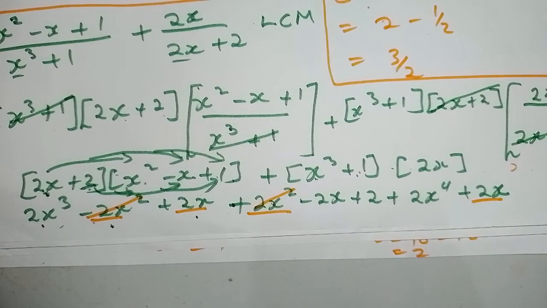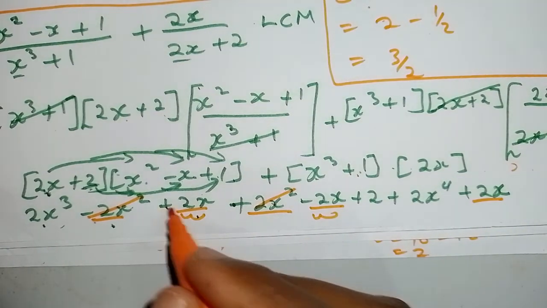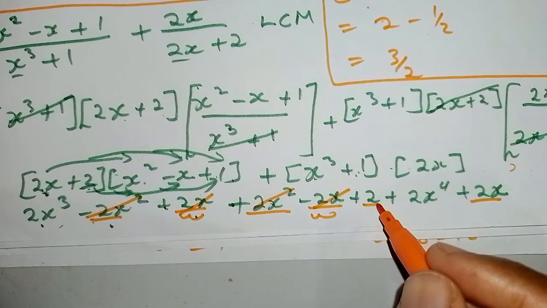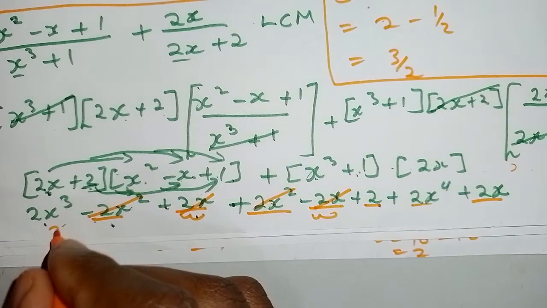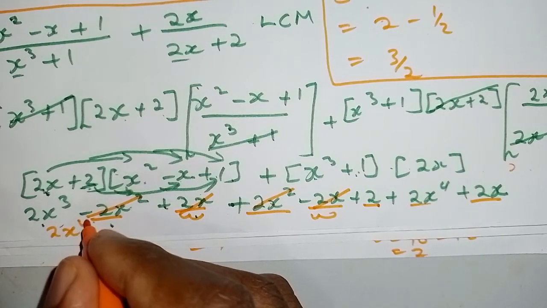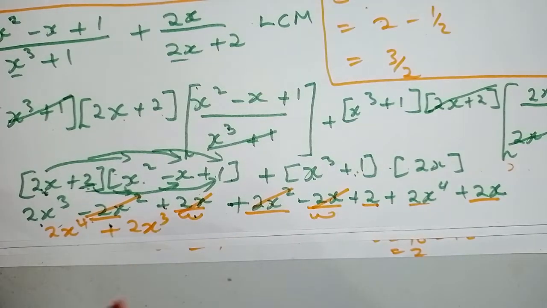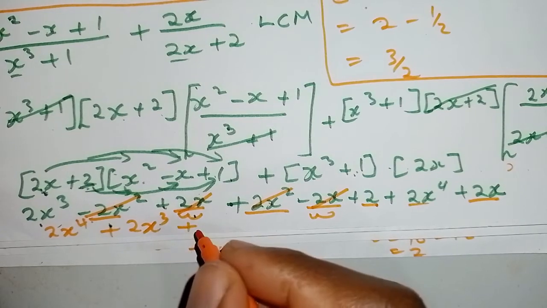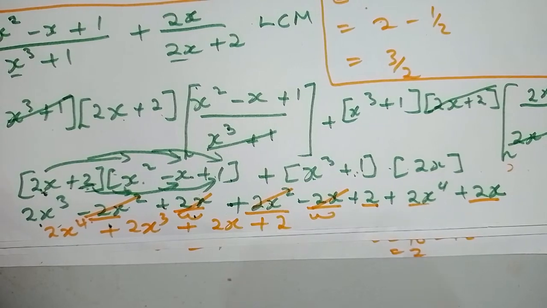And then we have this one and that one. You see plus, minus, out. And then we have this one, this one. Okay, we're going to have 2x to the power 4 plus 2x to the power 3 plus 2x plus 2. That is our final answer, right? I'm sorry I wrote it there, but that is our final answer.